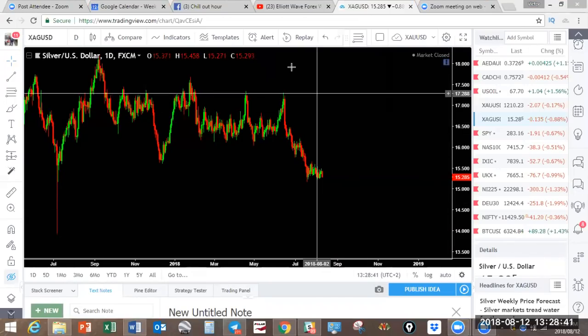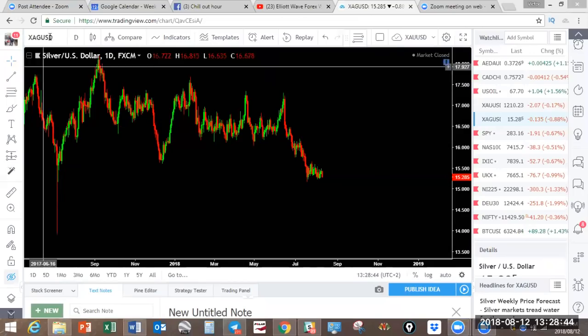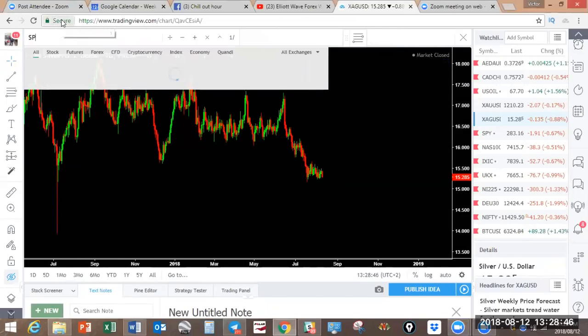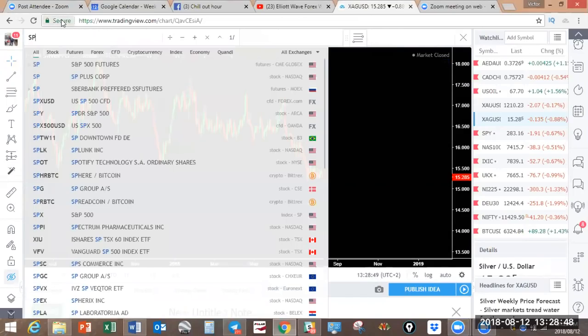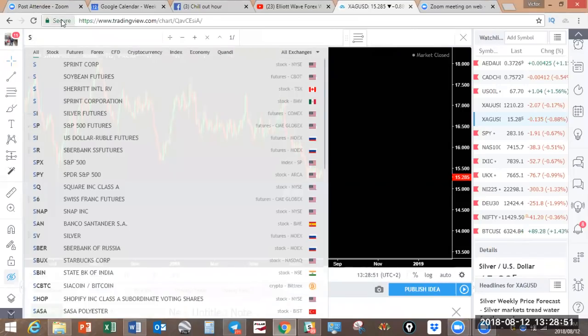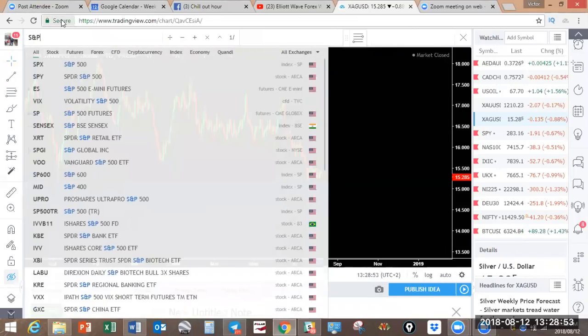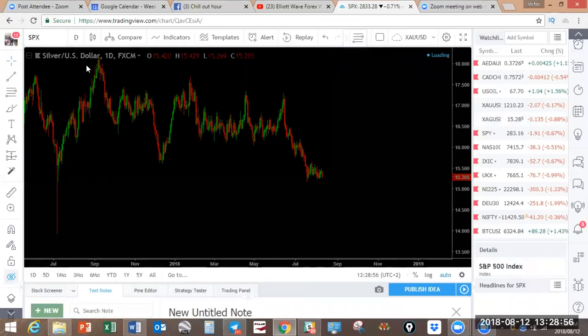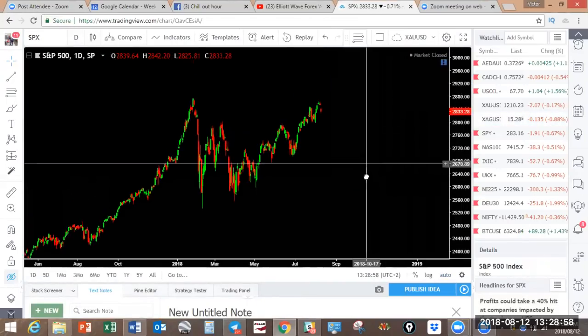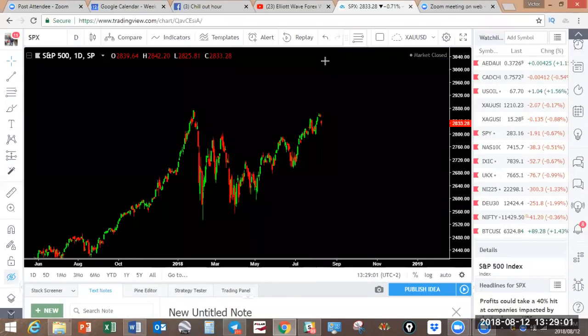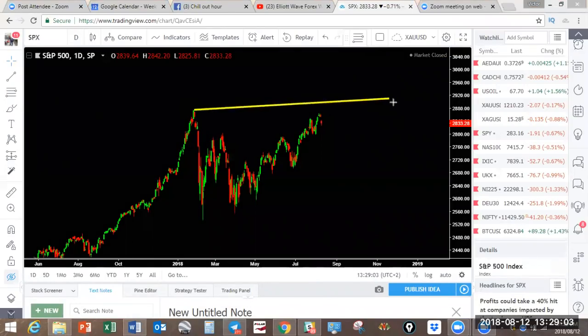Now let's look at the indices. S&P 500. So we were looking for price to come and take this top here. It has missed it by a few pips. So now, is this the reversal on the S&P 500? And a gap means a strong move to the downside. So we need to look at continuation.